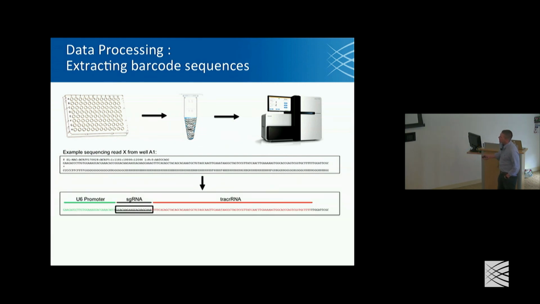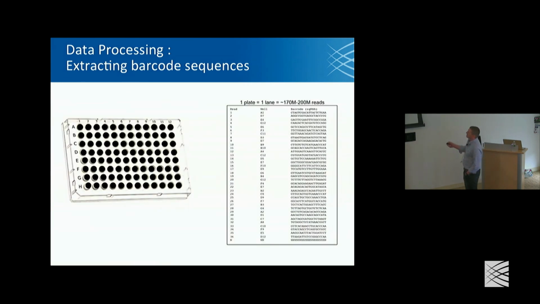So if we focus in on the sequence of the read, you don't need to worry about the specific sequence, but this aligns to the U6 promoter that was in our viral vector. This is the guide RNA, and this is the tracer RNA. So what we can actually do for each read is extract the barcode, which is the actual sequence of the guide RNA. And then we know that that read came from, well, A1. So we end up with a table that looks something like this, that for each read, so up to 170 or 200 million reads, we know which well it came from, and we know what the barcode was. So we can count those up and aggregate all that.